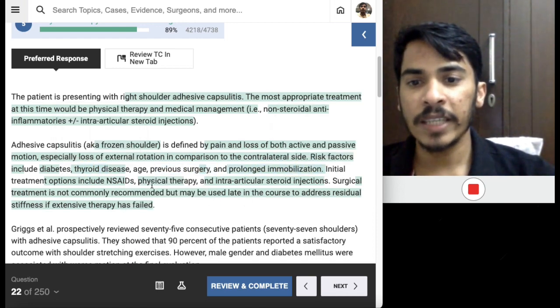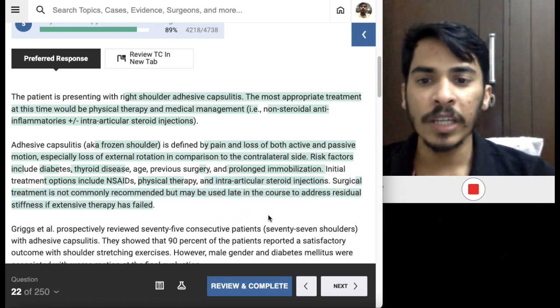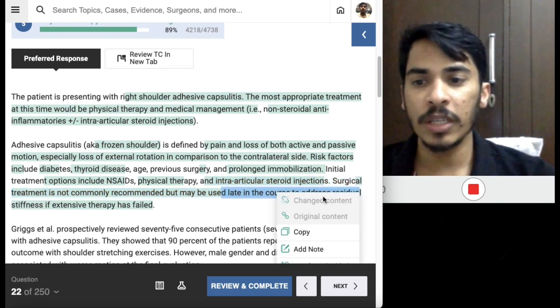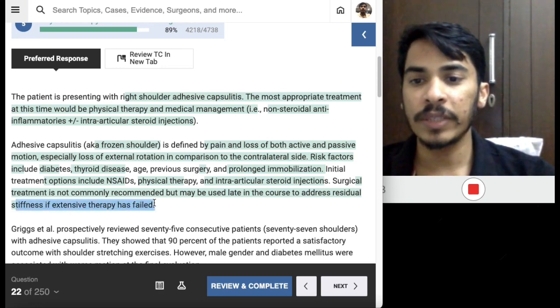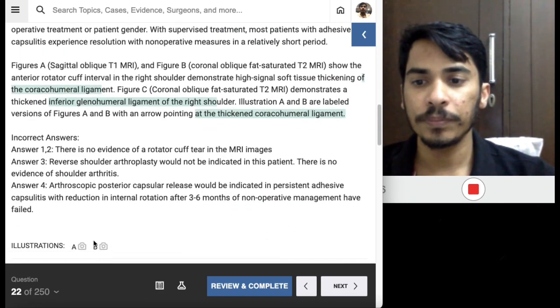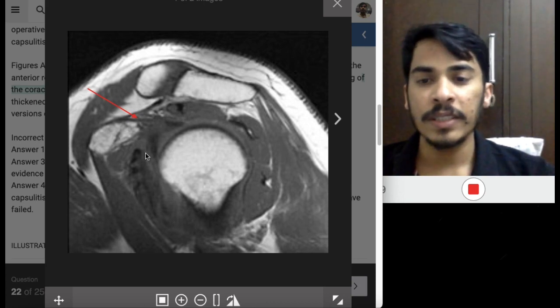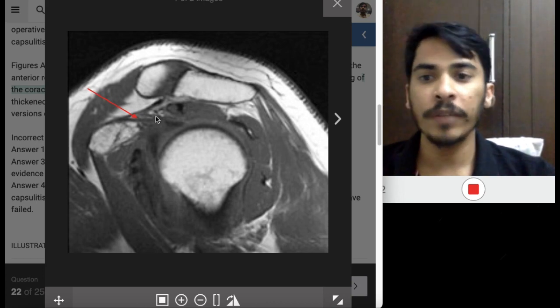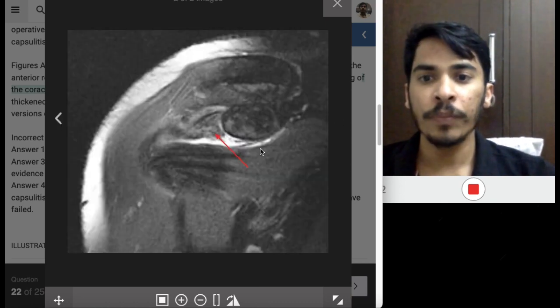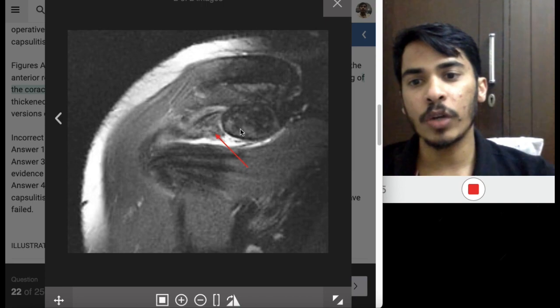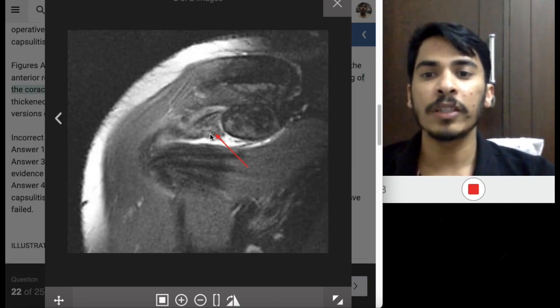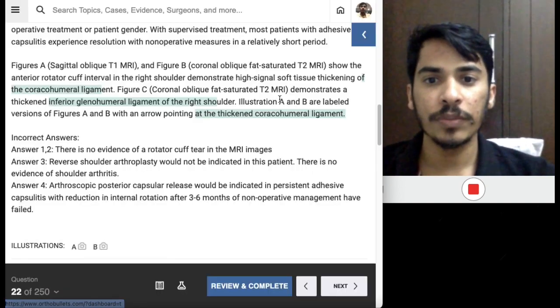Initial treatment will be NSAIDs, physical therapy, and intra-articular steroid injection. Surgical treatment is recommended but may be used late in the course for residual stiffness, only if extensive therapies have failed. So this is the sagittal section of the MRI. This is the rotator interval. This is the coracohumeral ligament. Coracohumeral ligament thickening is shown, and this is the coronal section showing rotator interval fibrosis.